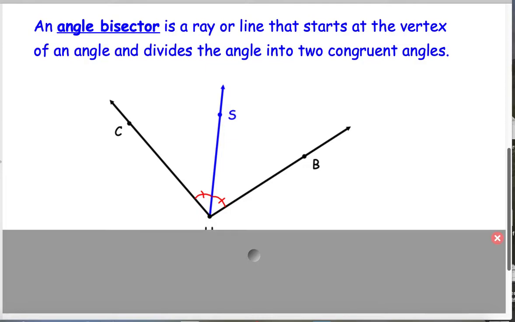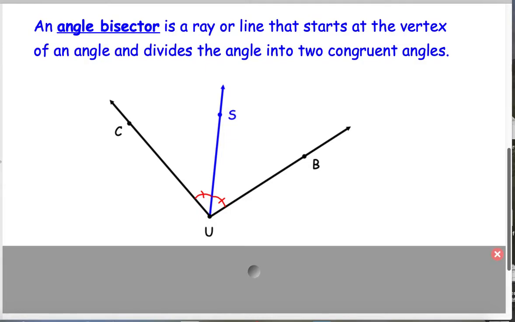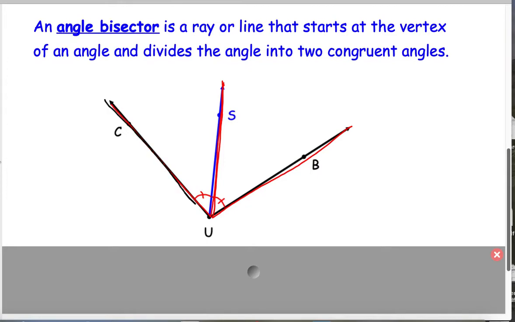All right, so here's a picture, and we have actually three angles. We have the two smaller angles, angle CUS, let me trace that out, angle C to U to S, that's one angle, and then we have angle S to U to B, that's another angle, and then of course we have the entire angle C to U to B. So there's three different angles in this picture. Let's get rid of all these extra lines. There we go.